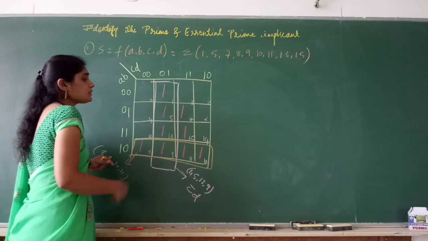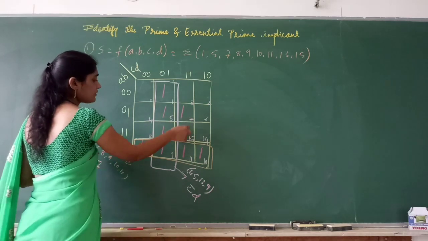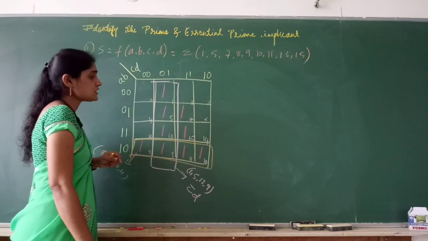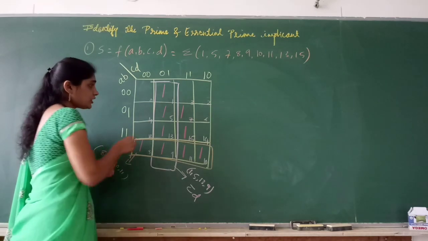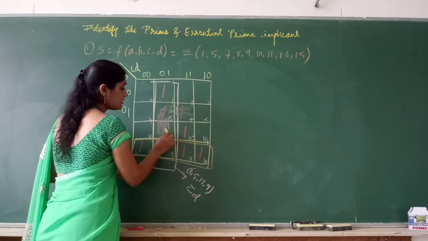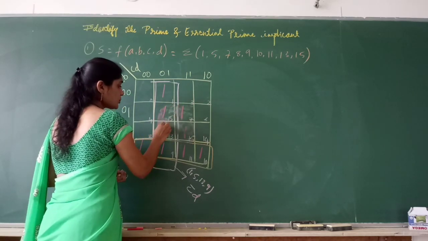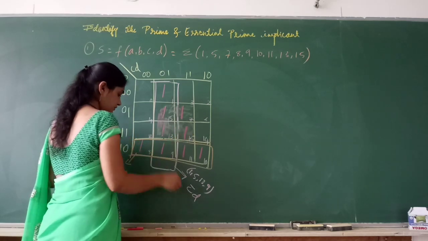Now, are any other min terms left out? Yes, 7 and 15 I have not grouped yet. Correct. How do we group 7 and 15? Group 7, 5 and 13, 15.